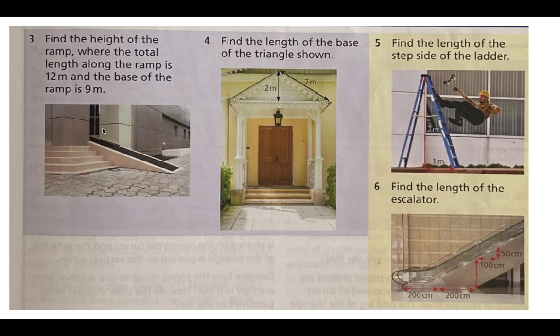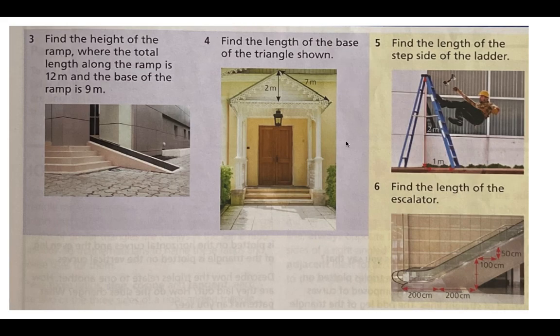So ramp refers to here. So as you can see, this will be the base. Your goal is to find out the height of the ramp. So can you see the hidden right triangle here? Okay, so let's take a look at some variations through questions number 4, 5, and 6.